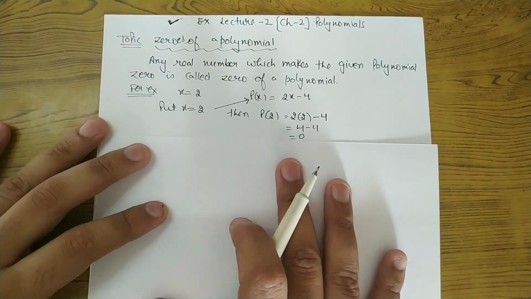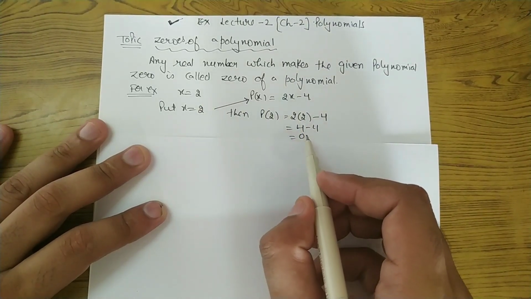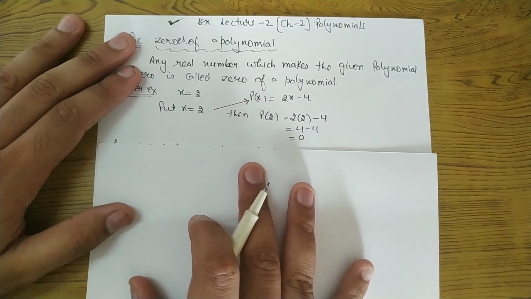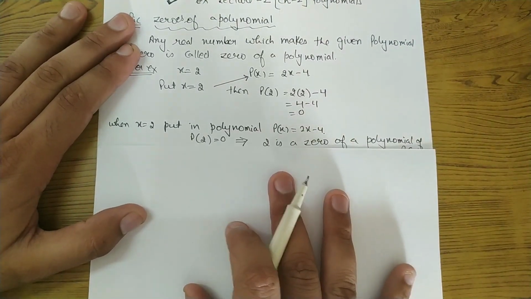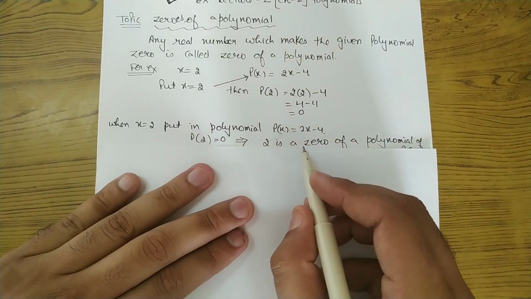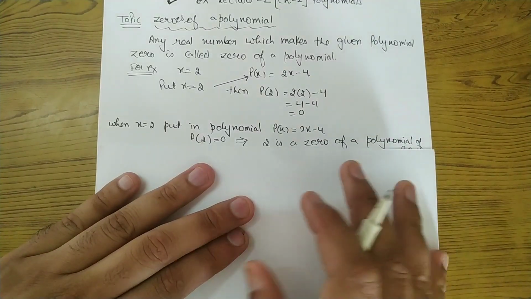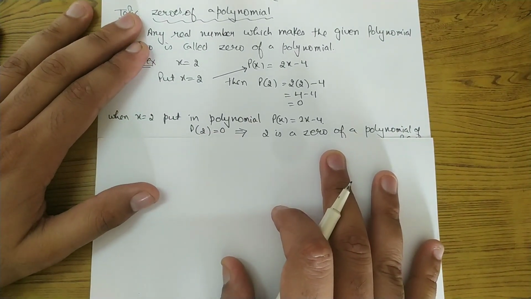So it means if any number, when we put it in the polynomial, makes the polynomial 0, that is why it is called a zero. When x = 2 is put in the polynomial p, it becomes 0. So this implies 2 is a zero of a polynomial. I hope you understand what is a zero of a polynomial.